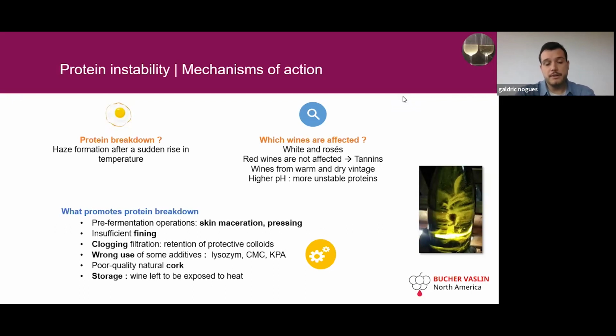I'm not an expert in this area, but natural cork, if it has a poor quality, can release a bit of tannins into the wine, and these tannins will react with proteins, and you will create a protein breakdown. And then finally, the storage we've been speaking about in the slide before. Wine left exposed to heat, of course, will lead to a protein breakdown.